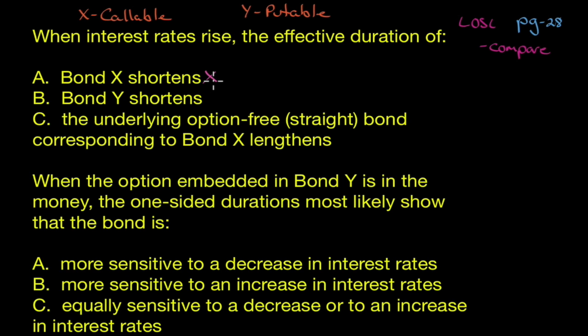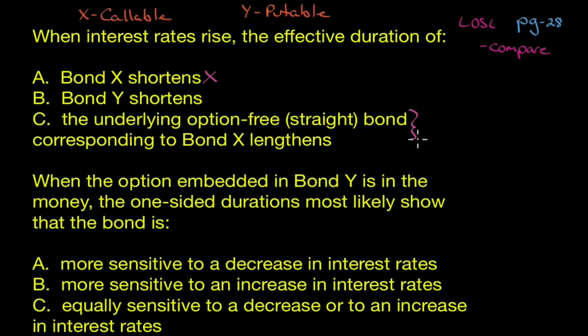If we're already out of the money and interest rates rise, we're moving even more out of the money. So if we're out of the money, a callable bond will act like a straight bond. So if we move even more out of the money, we can't say that it'll lengthen duration, because when we get to answer C, you'll see what I mean. We can't really say that it'll lengthen duration, but we certainly know that it won't shorten duration, so we can say that A is wrong.